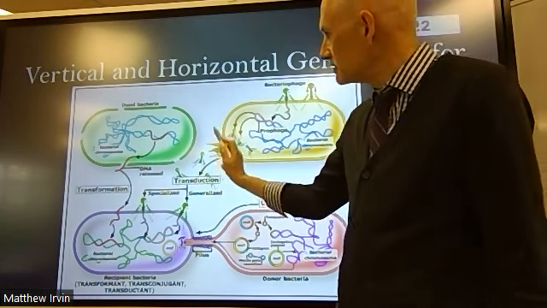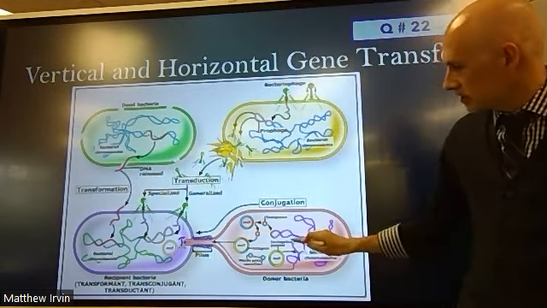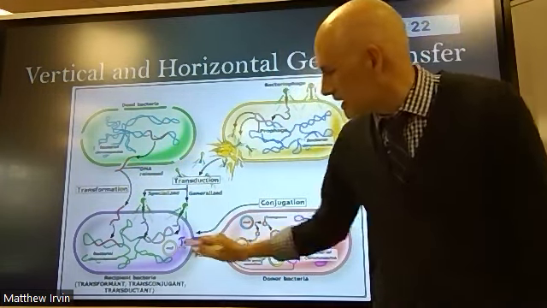So transduction, the virus transfers it. Dead bacteria, transformation, gets picked up from the environment. Then conjugation, transferring that plasmid over.